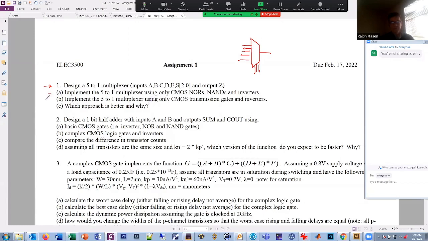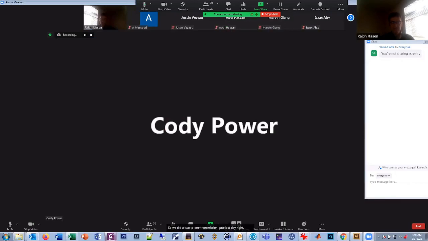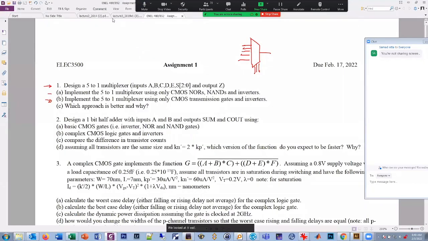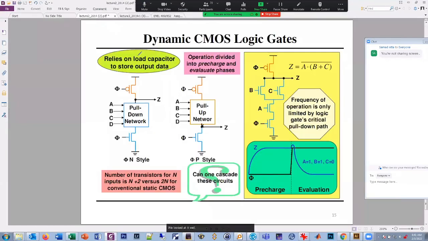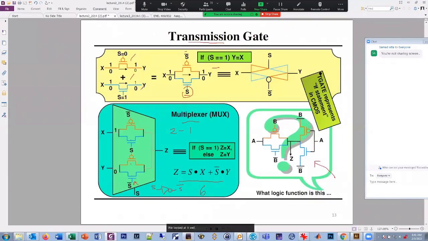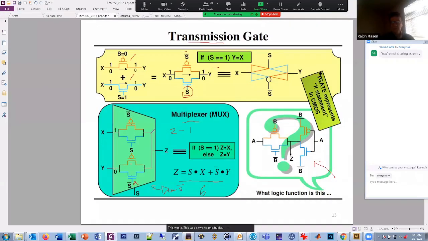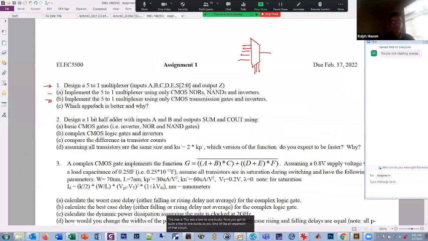Part B is implement it using a CMOS transmission gate. We did a 2-to-1 mux with transmission gates last day, or we looked at it. Yeah, this was a 2-to-1 mux. Now you have to build a 5-to-1 mux, so it's kind of an expansion of that circuit, using transmission gates, and you'll need some inverters as well.